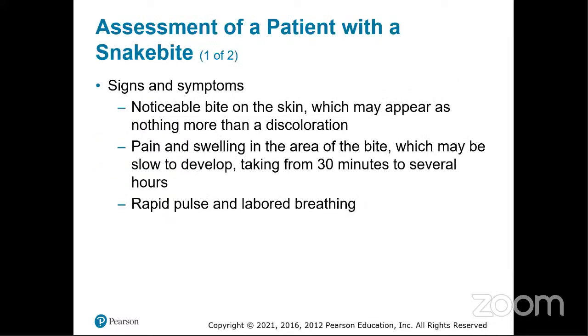Signs and symptoms, you can have a bite mark. You usually have the discoloration and the fang marks, usually taking 30 minutes to several hours to develop. And then the rapid pulse and labored breathing, especially for here, what's the one we generally see in a snake? A rattlesnake. So you'll see that rapid pulse and labored breathing.